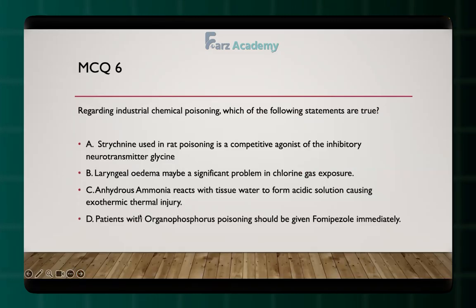Moving on, number 6, regarding industrial chemical poisoning, which of the following statements are true? Strychnine used in rat poisoning is a competitive agonist of the inhibitory neurotransmitter glycine. Laryngeal edema may be a significant problem in chlorine gas exposure. Anhydrous ammonia reacts with tissue water to form acidic solution, causing exothermic thermal injury. And patients with organophosphorus poisoning should be given fomepizole immediately. Which is true?